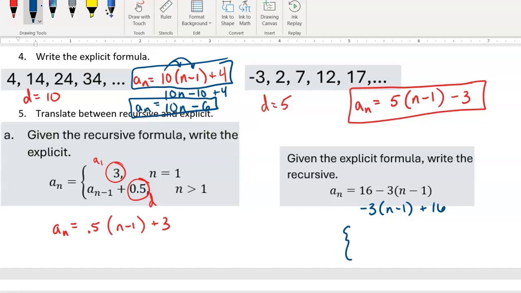Okay, if you're wondering what's the fancy bracket, you can start the recursive formula with that fancy bracket. And then in the top row, we can say what the first term is if you want. Write it like this. Our first term was the 16. And then we would have our previous term plus our constant difference. So you can say plus negative 3, or just write it as minus 3.